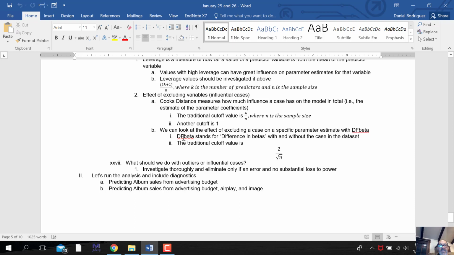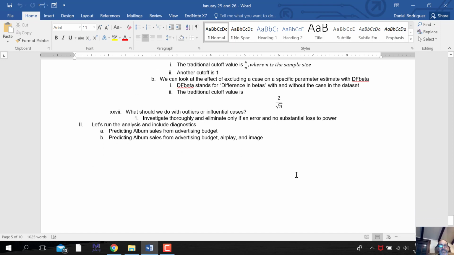You can also look at the difference in betas. DF beta stands for difference in betas. So this just looks at what will happen with or without the case in the model, right? It removes it and puts it back in and sees what the difference is in the beta. And this looks at a specific variable, and you'll notice that another cutoff here is 2 divided by the square root of n.